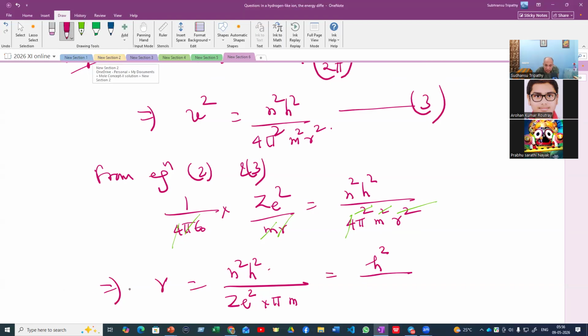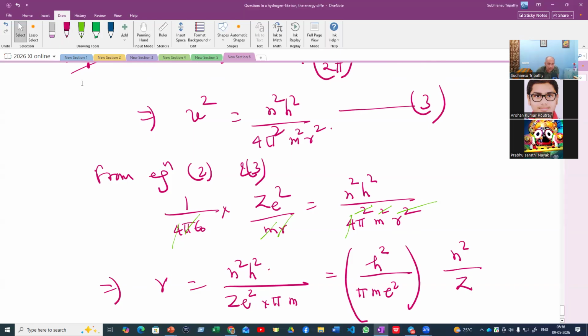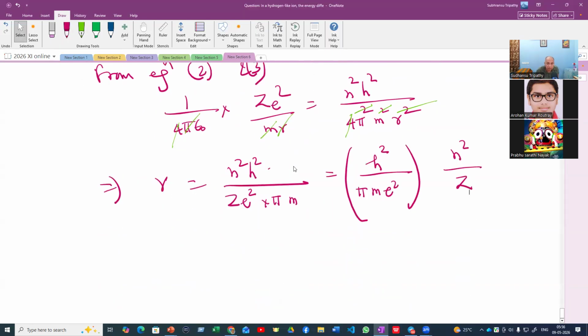it is pi m e square. These are the constant terms, and then the variable term n square by Z. Z is the atomic number, n is the principal quantum number. Look, is it right, or have I left out something from the derivation? Is it okay?